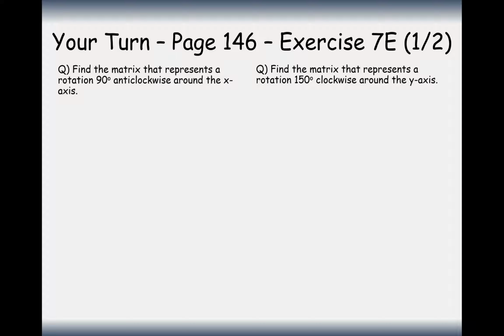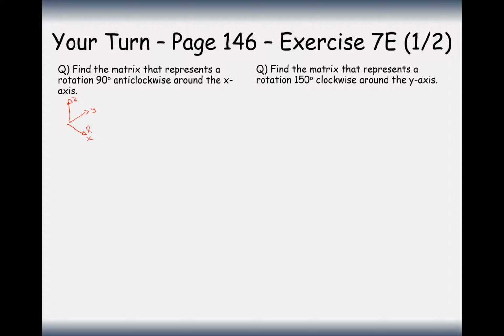Alright then, so let's go through these questions here then. Find the matrix that represents the rotation of 90 degrees anti-clockwise around the x-axis. Now let's just draw out our axes. So we're going to have x-axis coming down this way, y-axis going in that way, z-axis going up this way. And we want to rotate around the x-axis.